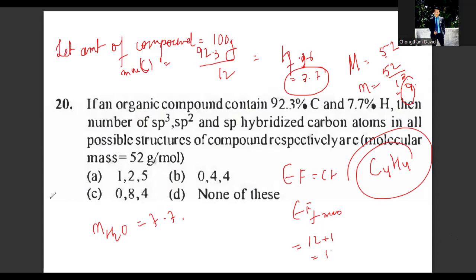So there would be 0, 8, 4. So this is the answer for question number 20.